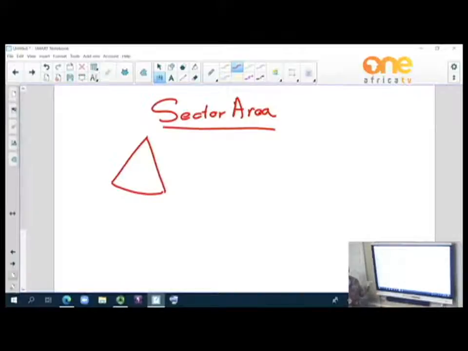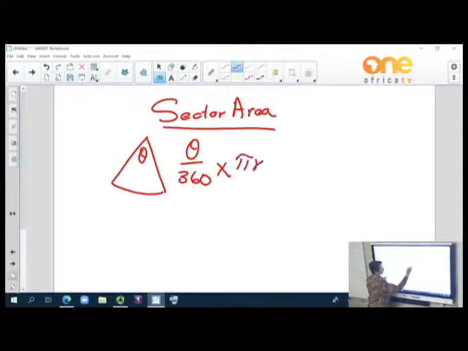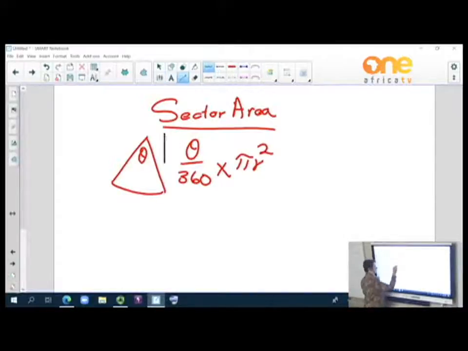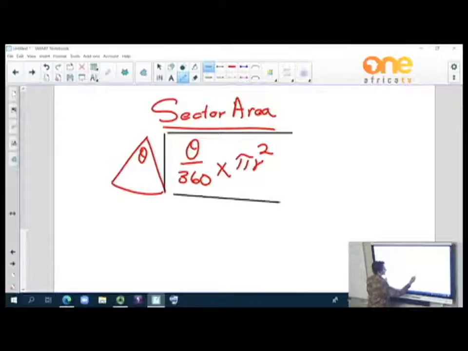So a sector is a part of a circle. It's that piece of cake that you are eating. So obviously the formula is going to be part of the area. So it's theta over 360 of pi r squared. That's the formula that we are using now. Write it big in your book so that you can see it. As I say, write it down every time. That's the quickest way to learn these things.